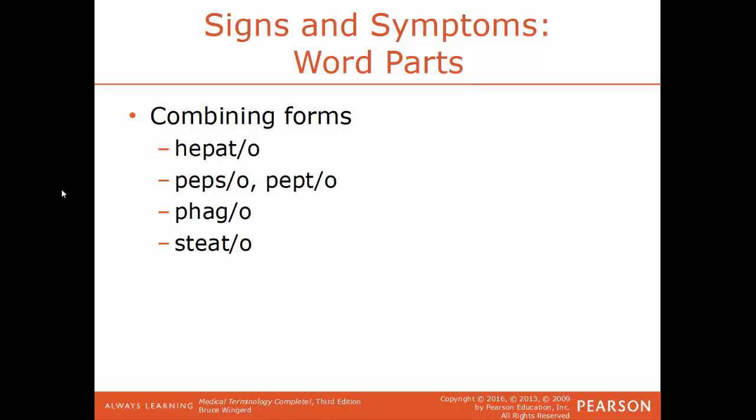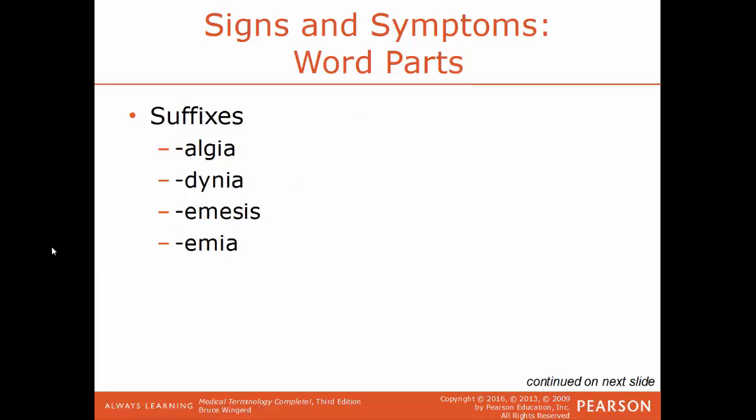Pepso or pepto is a reference to digestion. Phago is a reference to eating or swallowing. Steato is a reference to fat or to sebum. All right, now I'll talk about some common suffixes you'll see with the signs and symptoms. Algia is a reference to pain. Same thing with the suffix dynia, also a reference to pain.